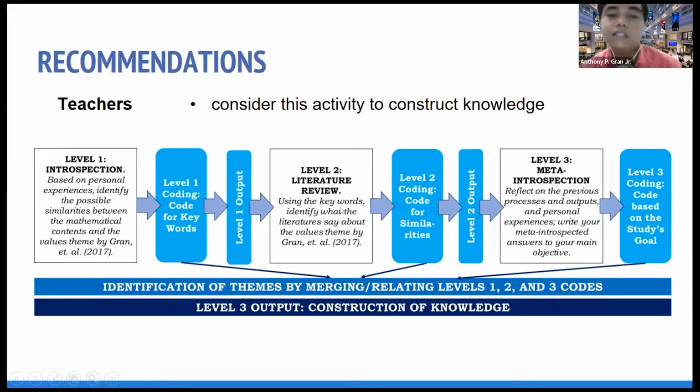that were presented earlier. Then they will be coding again for similarities, come up with an output, then proceed to the third level, where they can reflect on the previous processes and outputs and their personal experiences so that they can write their meta-introspected answers to the main objective, which is to integrate values in mathematics classes. Then from here, they can code based on the study's goal, and the three codes will be used to identify the themes by merging and relating them.